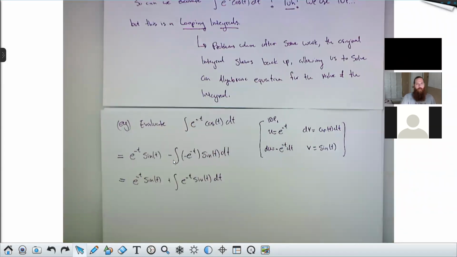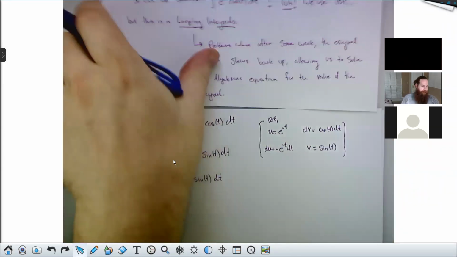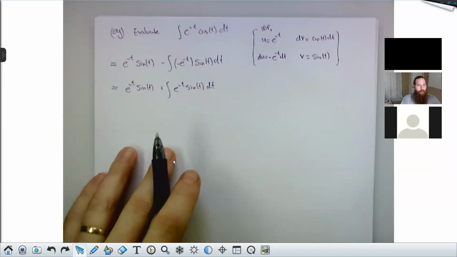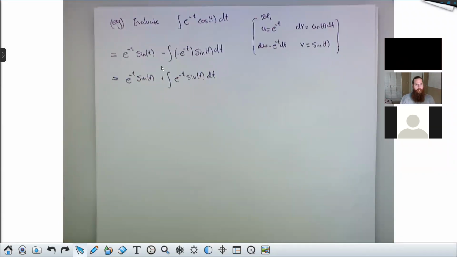And notice that the integral I'm left with is the same sort of shape as the integral I started with. The integral I have to do now is e to the minus t sine t. The integral I had to do at the start was e to the minus t cos t. The only thing that's changed is the cosine became a sine. So whatever attack I used for this would also be appropriate to use for this. In other words, I'm going to run IBP again.